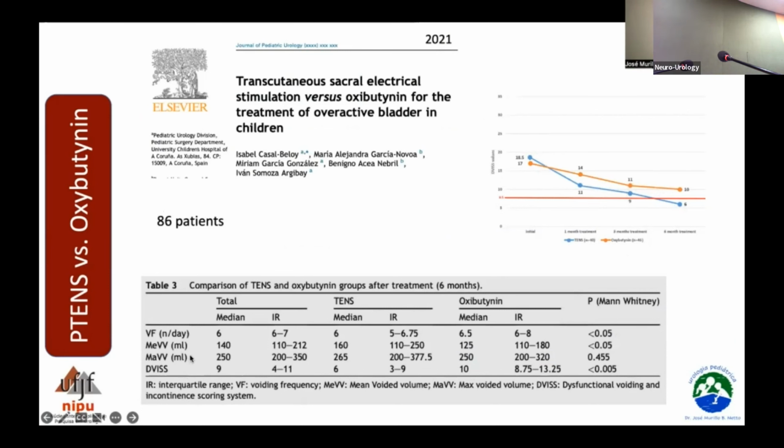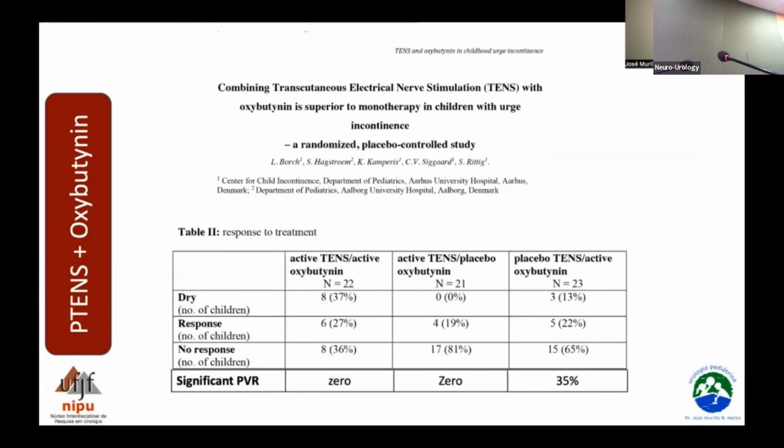And they had better voiding, they improved voiding frequencies, mean void volume, and DVISS score, but they saw no difference in the maximal voided volume. So it seems like TENS is better than oxybutynin. We only have few studies comparing both, but in this study we see this better improvement with TENS.